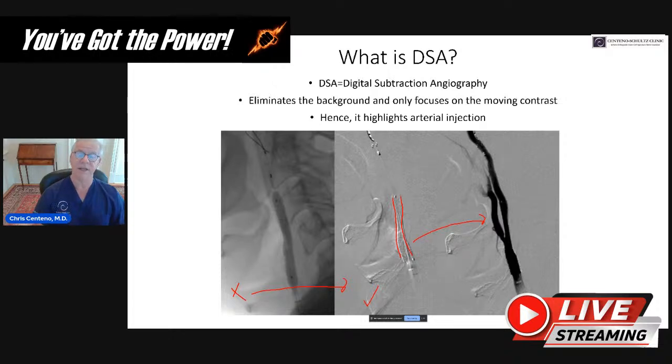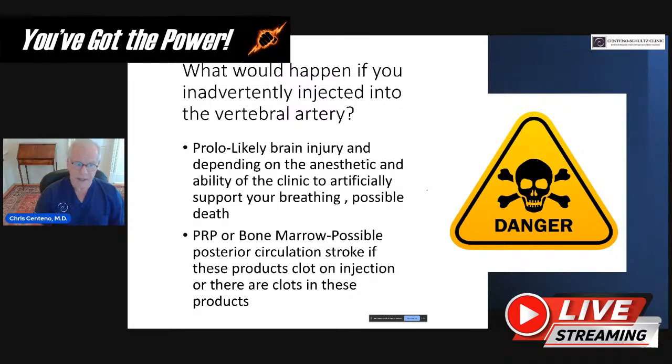And so it really lets you see if you're inadvertently in that vertebral artery. Now, what would happen if you inadvertently injected something in the vertebral artery while you're trying to do a 0-1 or 1-2 injection? If you injected Prolo there, it's probably a pretty good brain injury. And if there was anesthetic in the Prolo, then you'd probably have to artificially support the breathing of the patient for an hour to 2 hours. So you'd have to have a crash cart available, turn the patient over, put an oral airway in, then put an endotracheal airway in, bag the patient for 1 to 2 hours until they woke up, because what will happen is the breathing center will get knocked out. So the patient will not be able to breathe on their own.